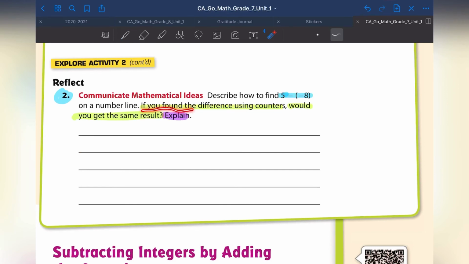If you found a difference using counters, would you get the same result? Explain. So find this on the number line and then tell me if using counters would be the same. If you're not sure, go ahead and use counters and figure it out. Then make sure to explain.